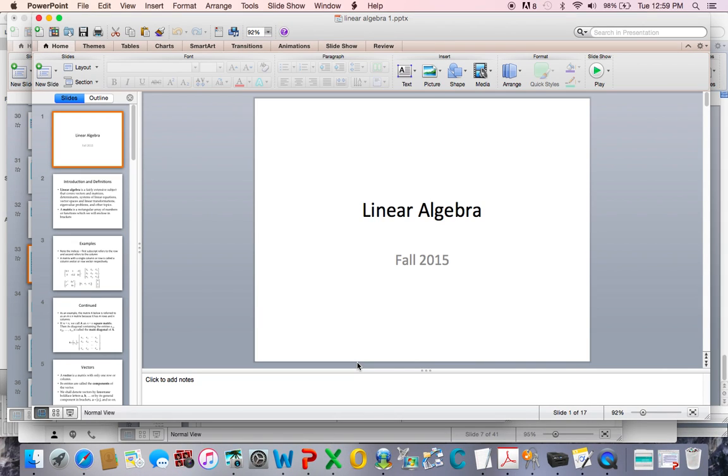Okay, so that was a very quick summary of some of the important definitions concerning matrices that we'll look at in linear algebra. And the next lectures will concern applications of matrices.